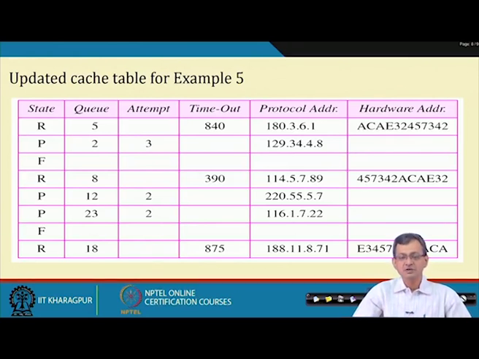So, with this let us conclude the present lecture, and we will continue this discussion in the subsequent lectures.